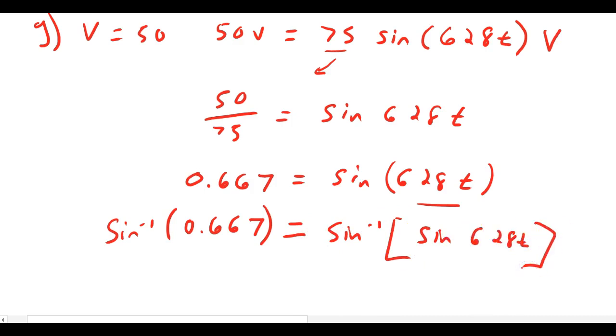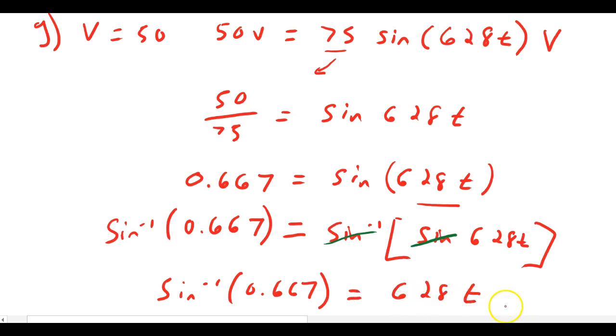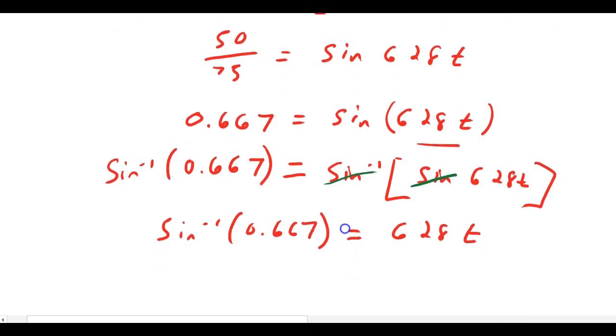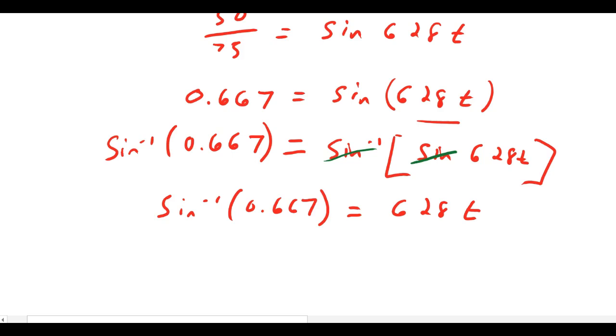If we do it this way, the inverse sine cancels the sine here. So what we're really saying is that the inverse sine of 0.667 is equal to 628t. Remember, t is in seconds. On your calculator, in radian mode, the inverse sine of 0.667 should be equal to 0.7297. And that is equal to 628t, where again, t is in seconds.